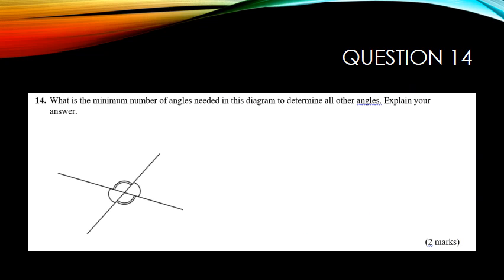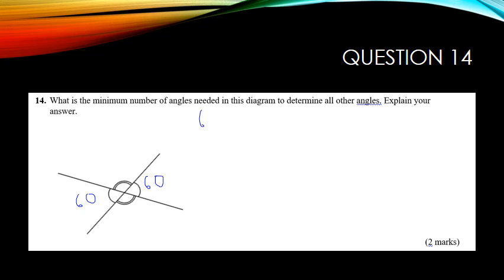Okay, so this question is quite tricky because we have to explain our answer. And in doing this, we can do whatever we want, really. So let's just pretend that we only know one angle and see if we can figure out the rest. So let's just pretend that we know that this angle here is 60. Well, we also then know that this angle here must be 60 degrees.